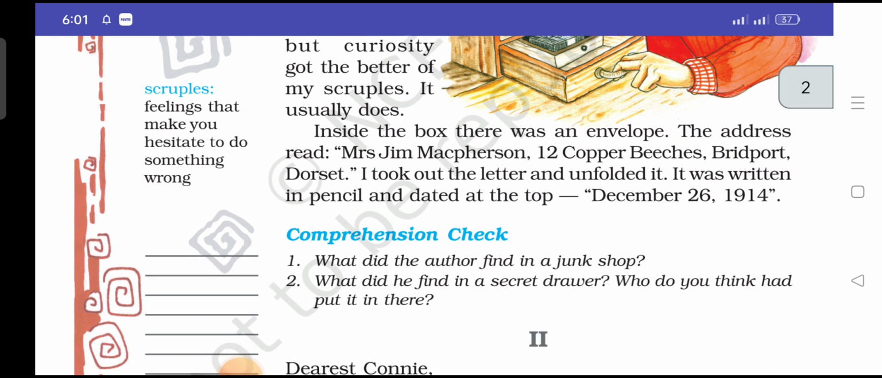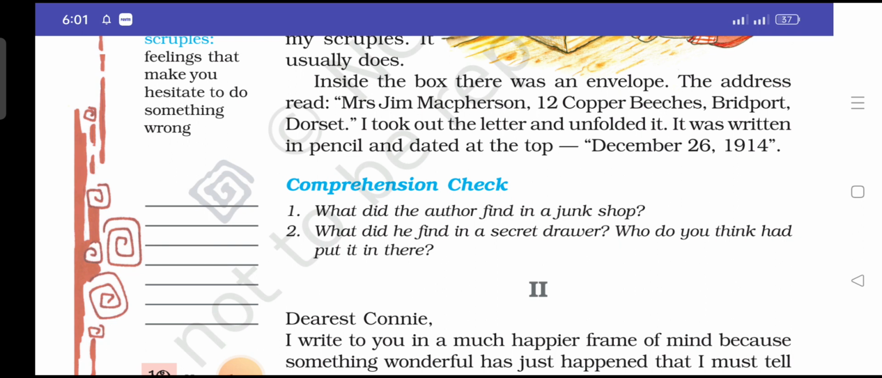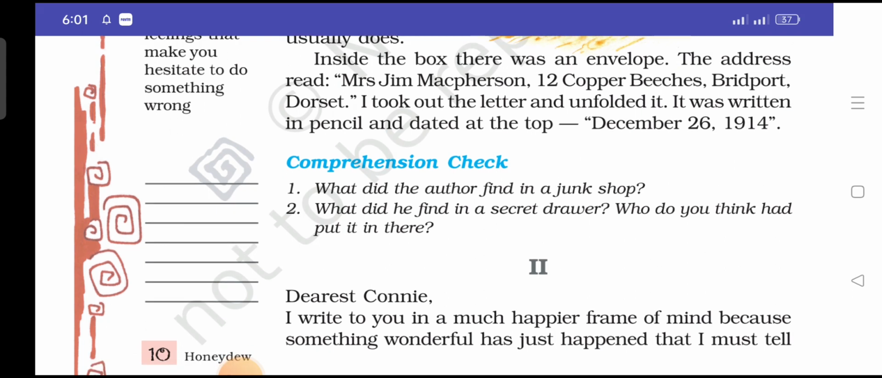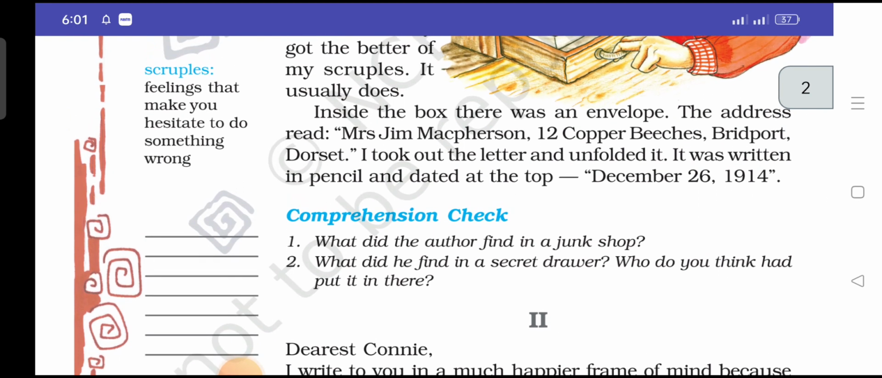OK. Inside the box there was an envelope. What is envelope, dear students? Envelope is nothing but a piece of paper which is used to keep something like a letter inside it. OK, the address read Mrs. Jim Macpherson. Mrs. Jim Macpherson, someone who is receiving that particular letter. 12 Copper Beeches, Bridport, Dorset.